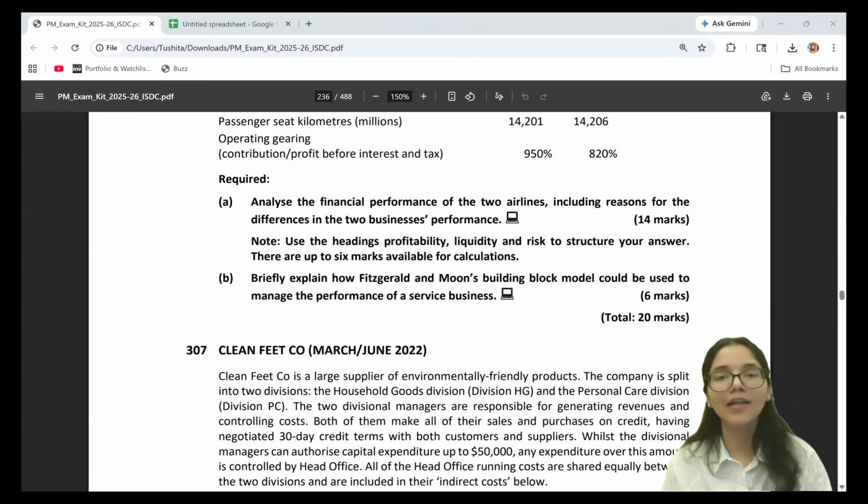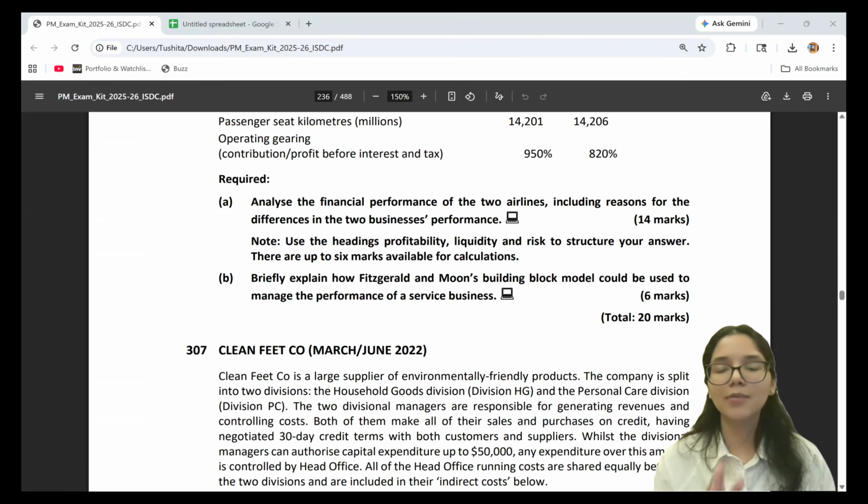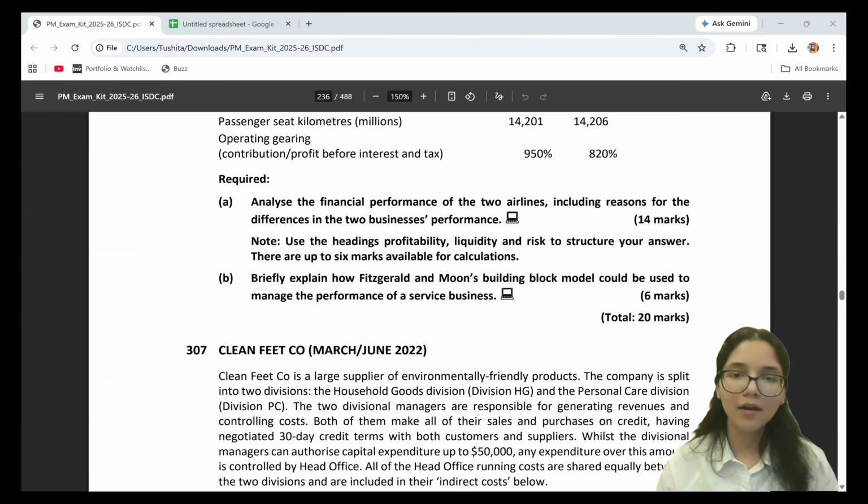And in some questions, like the one that you're seeing over here, sometimes the discussion part will be even more important than the numerical portion. So we know that 6 marks are available for the calculations. That means if you take away the difference, 14 minus 6, that means 8 marks are available for your evaluation of the financial performance. Till the time you're not giving the examiner proper reasons why the performance is the way that it is, you will not be able to score these 8 marks. Then this is the part A of the requirement.